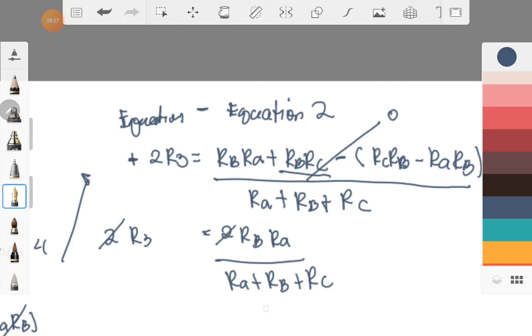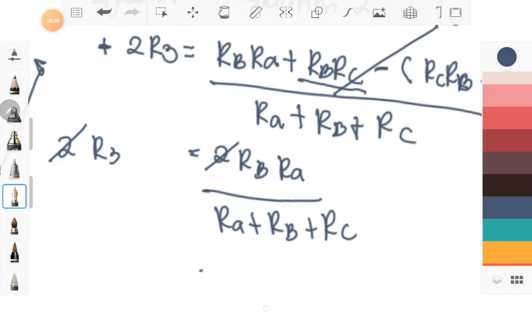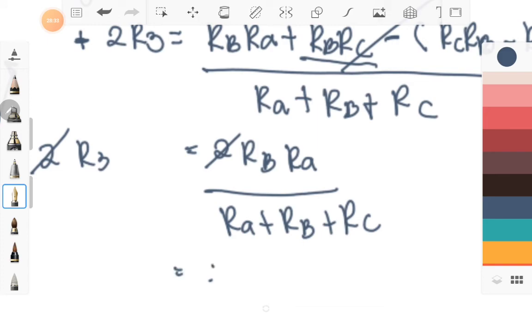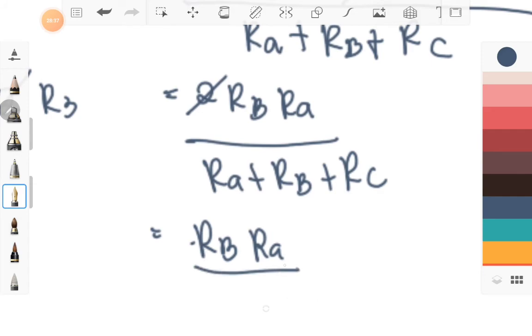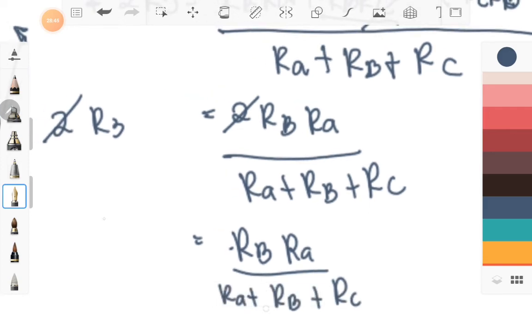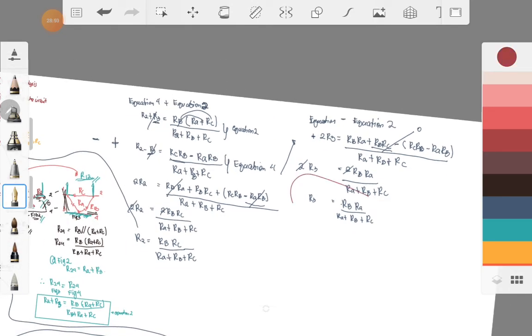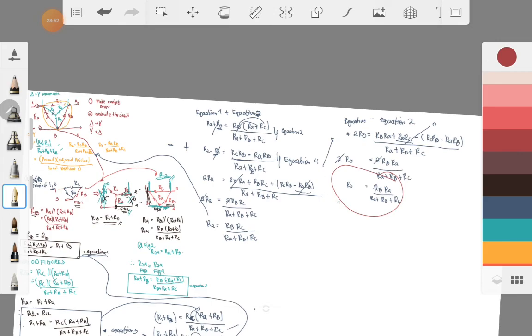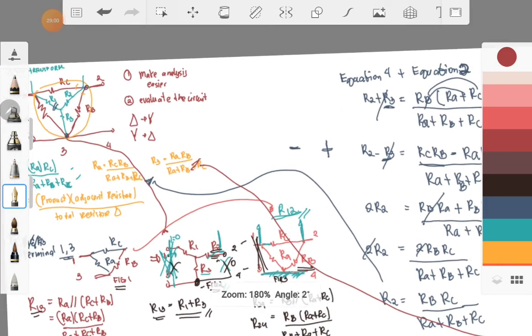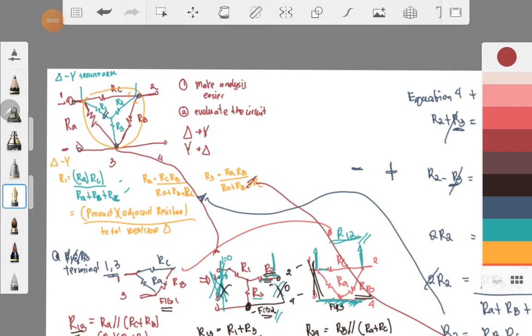So, cancelling out your 2, we have R3 is equal to RB, RA divided by RA plus RB plus RC. That is our R3. So, checking out the formula that I have indicated a while ago, we have the same formula. Your RA times RB divided by RA plus RB plus RC.